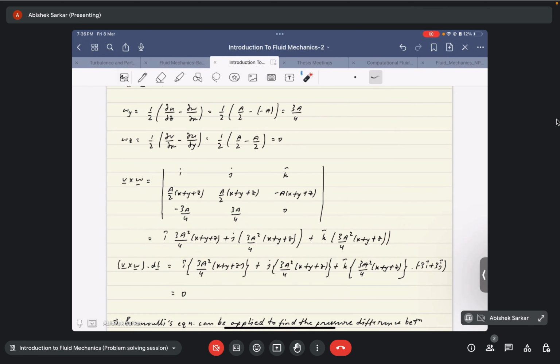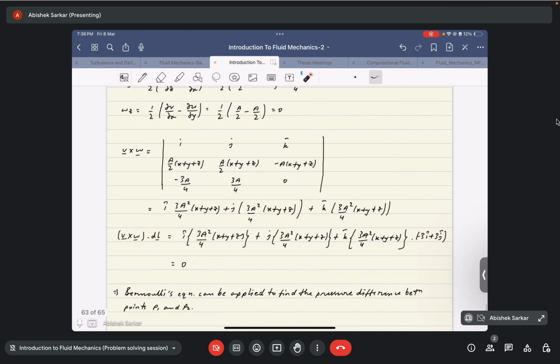Now we find the dot product of v cross omega and dl, and we get that this dot product is essentially equal to 0. And thus Bernoulli's equation can be applied to find the pressure difference between any 2 points in the flow field. So this question is very interesting and quite counterintuitive to what we have discussed so far. We said that if the flow field is irrotational, then we can apply Bernoulli's equation between any 2 points in the flow field.